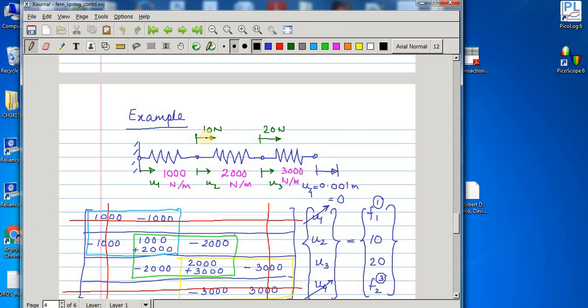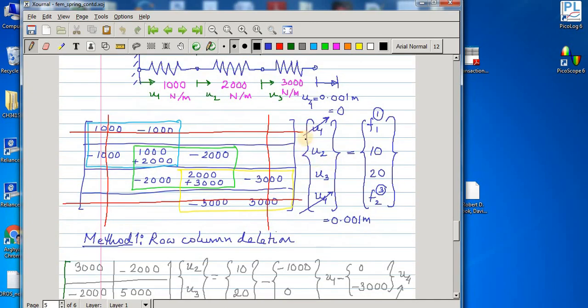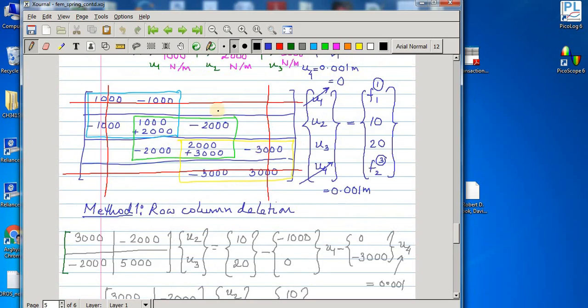So that means this system of spring, you pull it by 0.001 meter, that is 1 millimeter. So this node is not fixed like before. This node is having a specified displacement. So here in this equation, u1 is 0 and u4 is 0.001 meter. So if you do the method of row column deletion, then what would you do? You simply first row gone, fourth row gone, first column gone, fourth column gone, this remains.